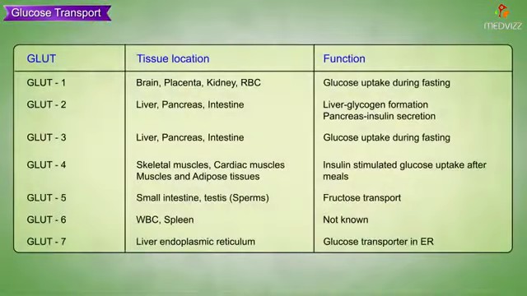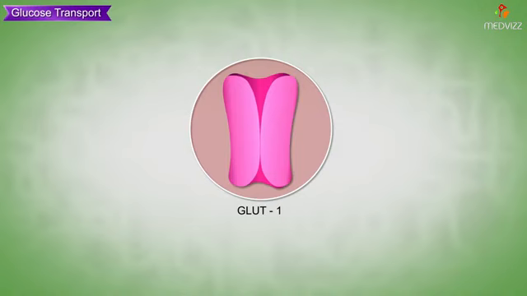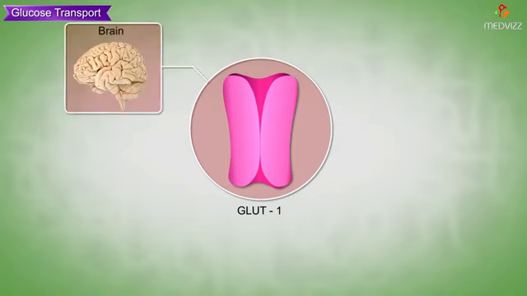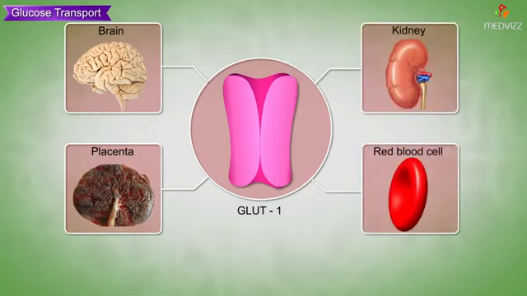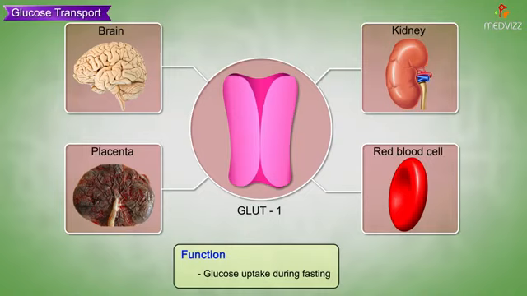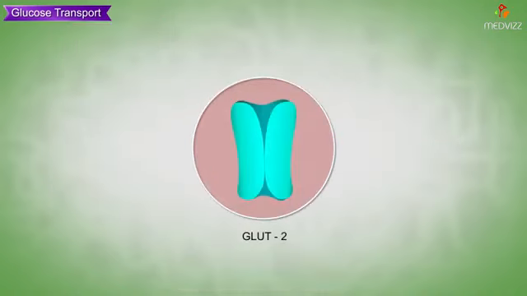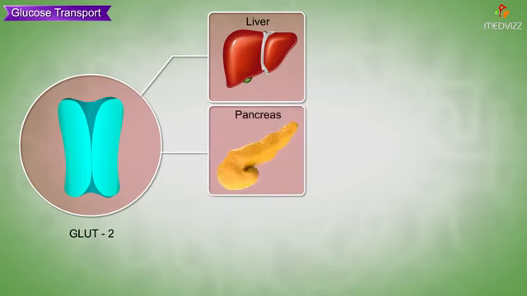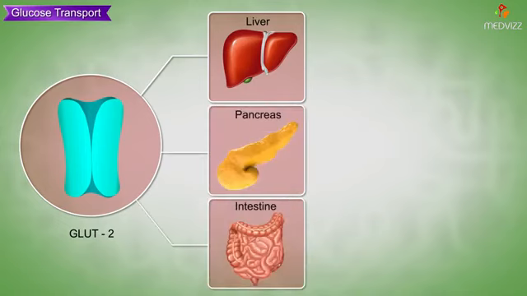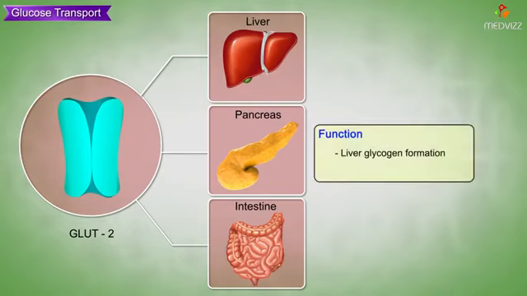The following are the glucose transporters, their location, and their function. GLUT1. Its tissue location is brain, placenta, kidney, RBC. Its function is glucose uptake during fasting. GLUT2. It is located in the liver, pancreas, and the intestine. Its function is liver glycogen formation and pancreatic insulin secretion.